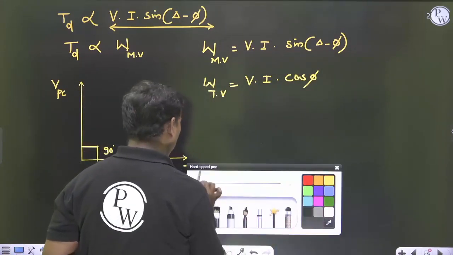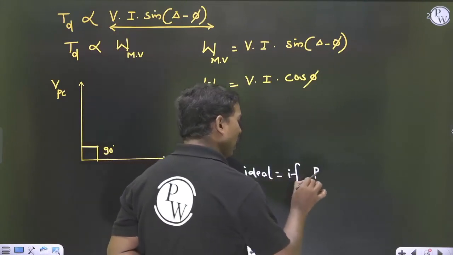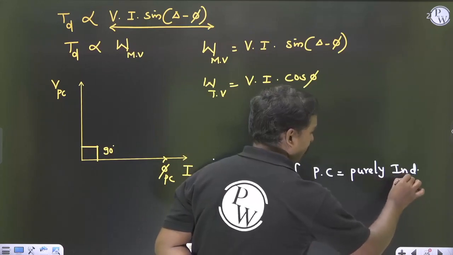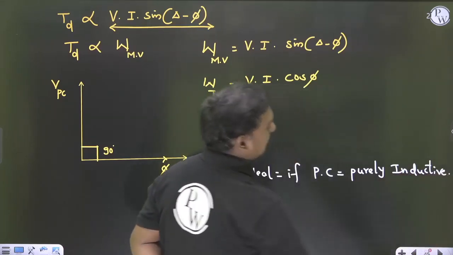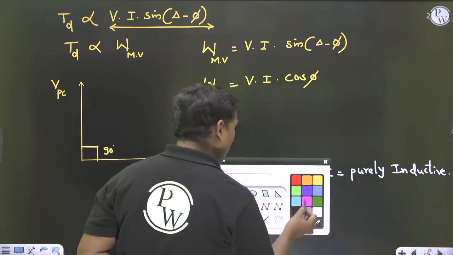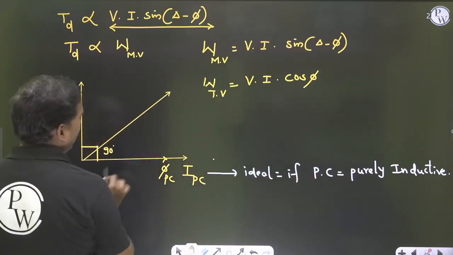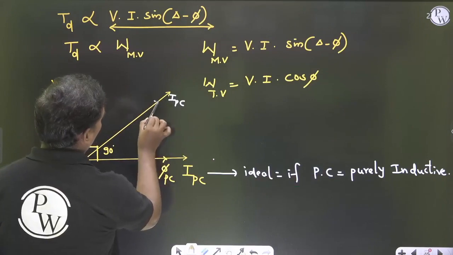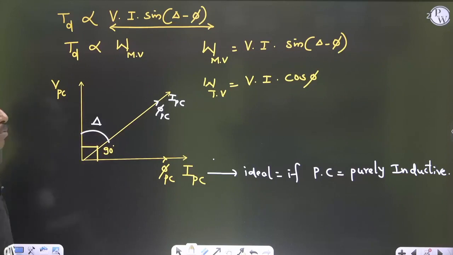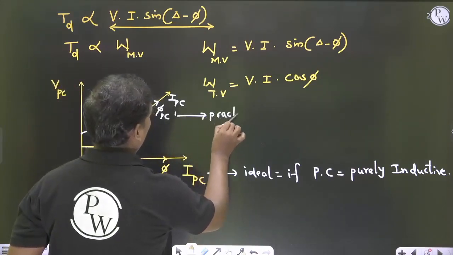This is the ideal. Ideal means if the pressure coil is purely inductive, this is the situation. But practically speaking, it is not purely inductive. That's why we are getting some deviation. So this is the situation of the current passing through the pressure coil, and this is the flux in the pressure coil. So this angle I am taking down. So this is practical.